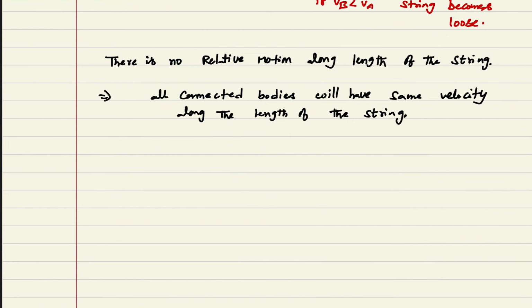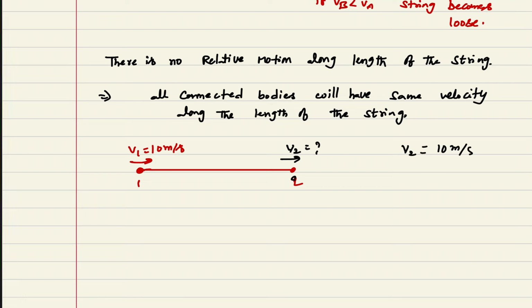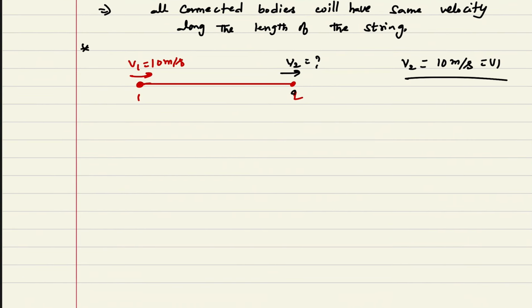Now I can say, if two bodies, particle 1 as well as particle 2, and particle 1 is moving with velocity 10 meter per second, if the string is inextensible, whatever velocity v2 is there, that v2 should be equal to 10 meter per second only, that is equal to v1. That is the only constraint. Suppose I take one more example, like a pulley.